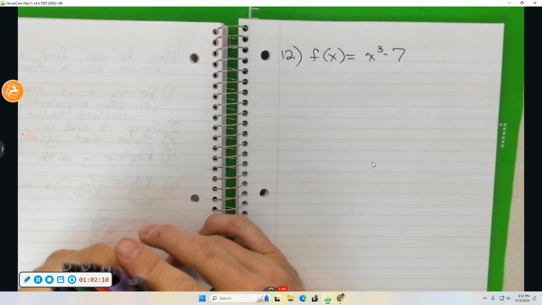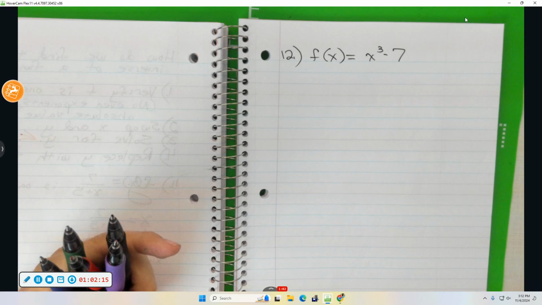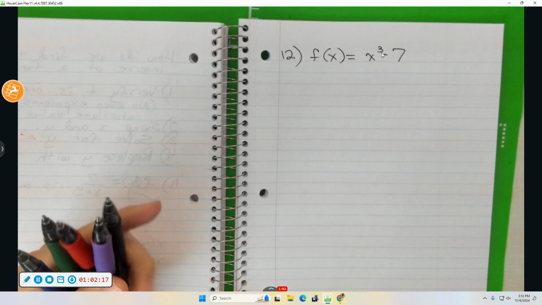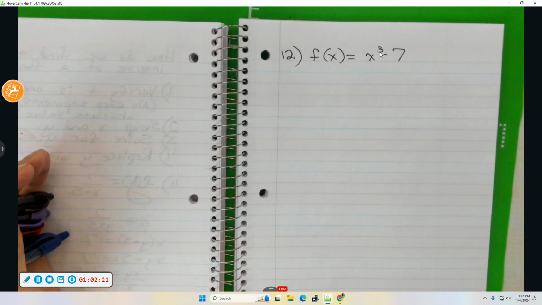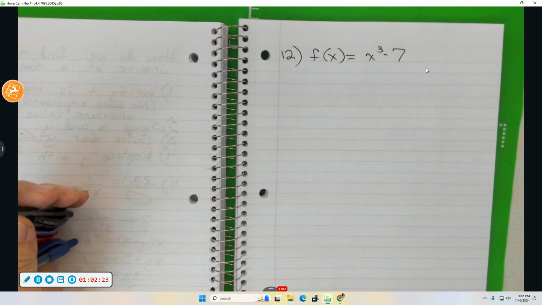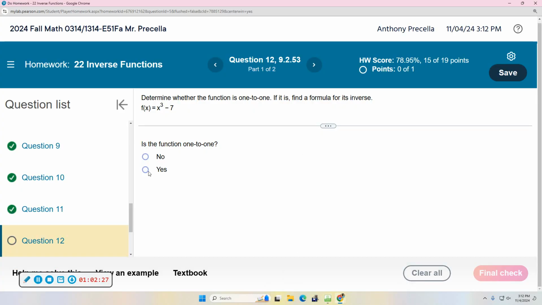Well, what do y'all think? Is that 1 to 1? Yes, I see an exponent though. I see an exponent and it's still 1 to 1. It's odd, that's right. An odd exponent is fine. There's no x squares, no x to the fourths. So yes, this is 1 to 1.